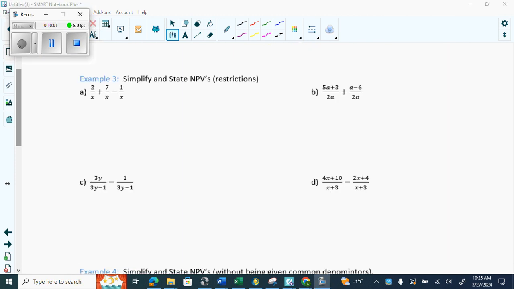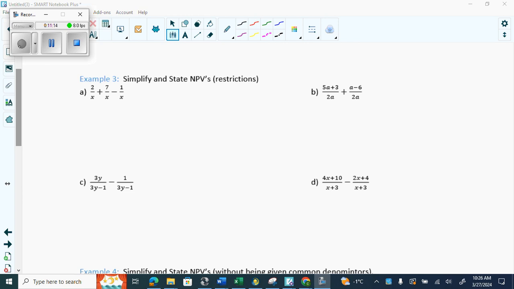Friends, between example 3 and example 1, because example 3 is common denominators. What's the difference between example 3 and example 1 on the previous page that we did yesterday? Yeah, it has variables in the denominator, so what am I going to have to state? NPVs and restrictions. That's the only difference between example 1 and example 3.